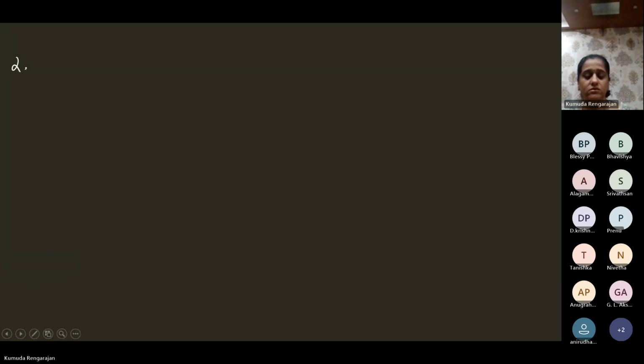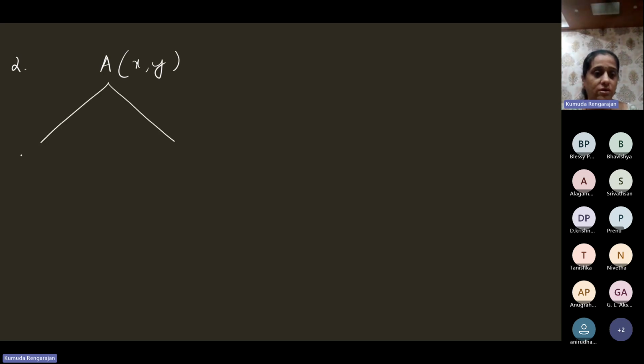All right. Go to the second one. The question is, if A(x, y) is equidistant from the points B and C, prove that bx is equal to ay. So we have this point A given by the coordinates x, y, and we have two other points B and C, B given by a plus b, comma b minus a, and C given by a minus b, comma a plus b.